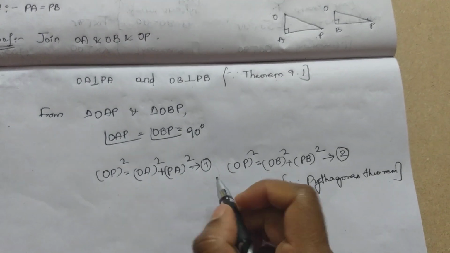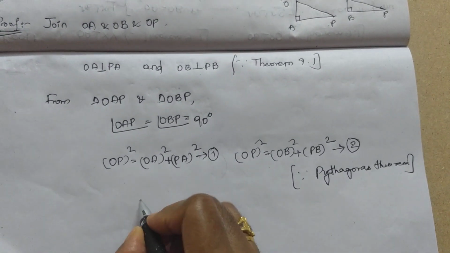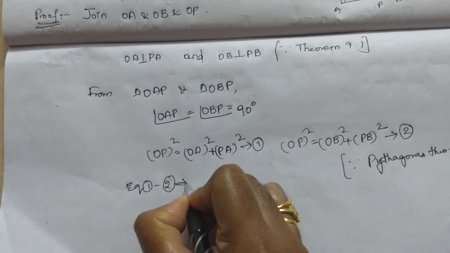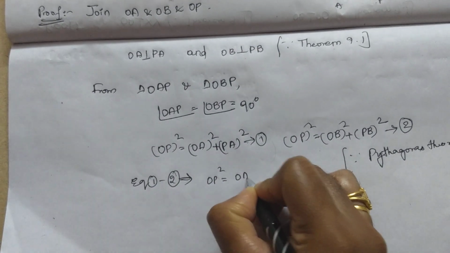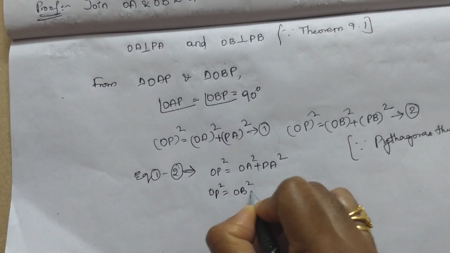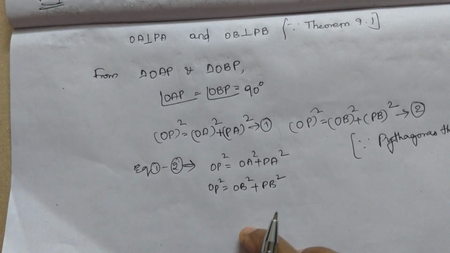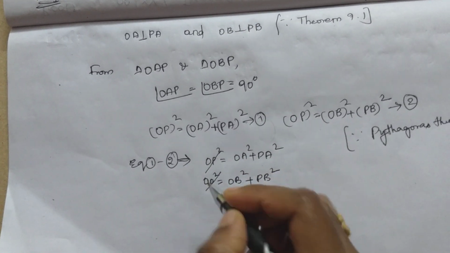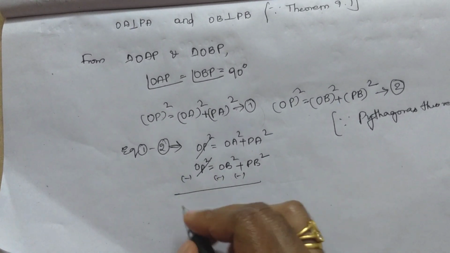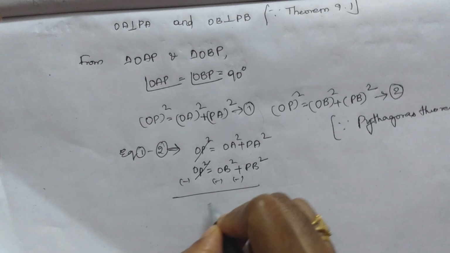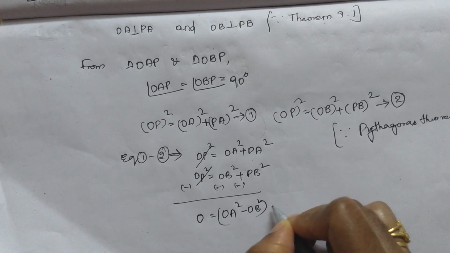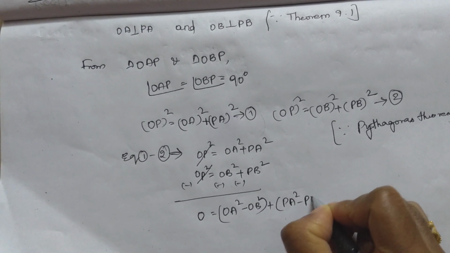Now, equation 1 minus equation 2. Let's see what we get. OP square equals OA square plus PA square. OP square equals OB square plus PB square. I will subtract these two. When you subtract, OP square will be cancelled off. And what do we get? 0 equals OA square minus OB square plus PA square minus PB square.